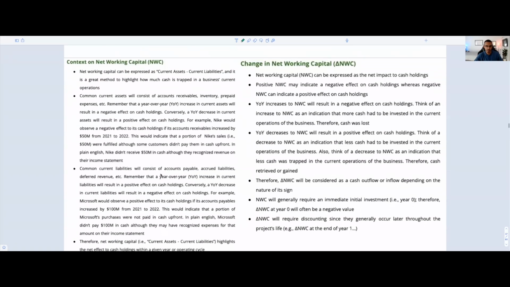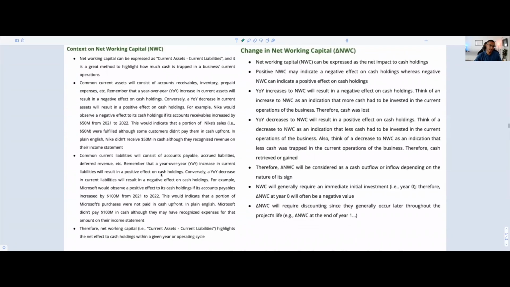So now you're probably like, damn, that's a lot of text. But don't you worry. The reason why there's so much text is because, one, I want to begin by giving you context on what net working capital is all about. And then we can jump into understanding what the change in net working capital actually means for a business.